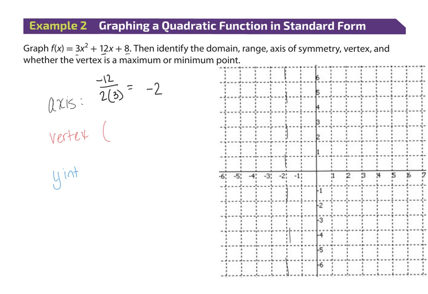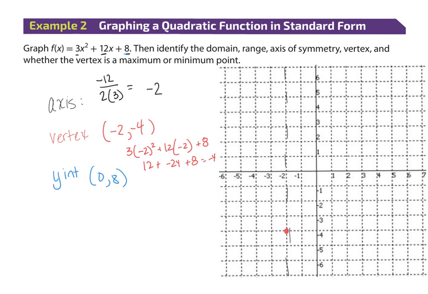My vertex then, I'm going to take that negative 2, that's my x value, and I'm going to plug it in. 3 times negative 2 squared plus 12 times negative 2 plus 8. And so, do your order of operations here. Negative 2 squared is 4, 4 times 3 is 12, 12 times negative 2, and then plus 8, you get negative 4. So my y value here is negative 4. And so my vertex is always going to be on my axis of symmetry, but it's down here at negative 2, negative 4. And then my y-intercept, that's the easy one, 0 and my c value.